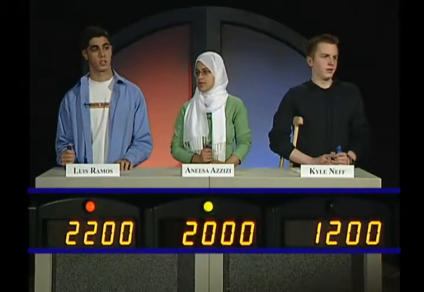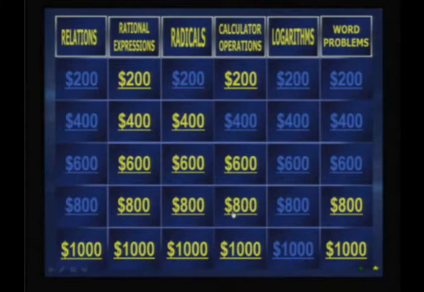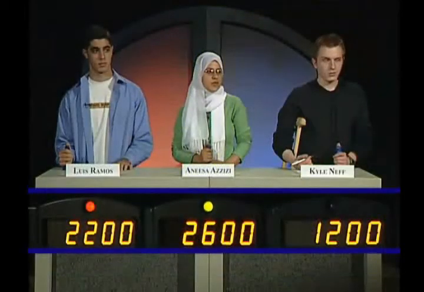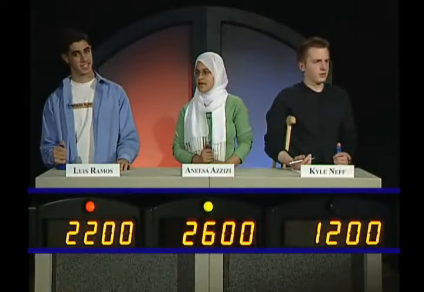This is the final step to any word problem. What is answer the question? You are correct again. It's to you again, Aneesa. I'll take 800 for word problems. This is the exact length of the hypotenuse of a right triangle with legs 7 and 12. You couldn't know that. What is it, Aneesa? What is square root of 195?